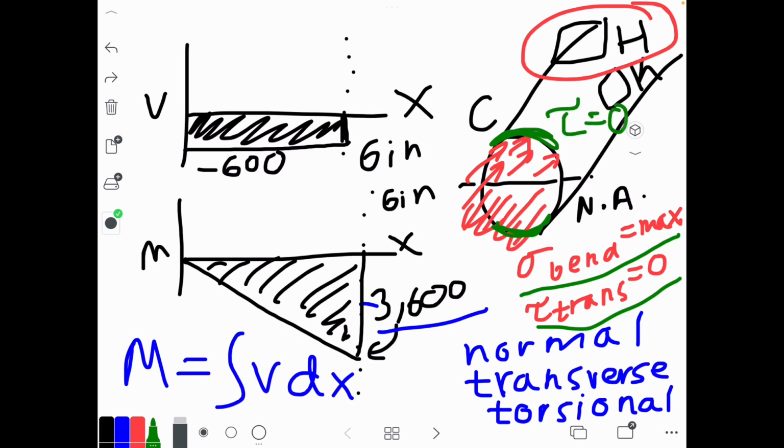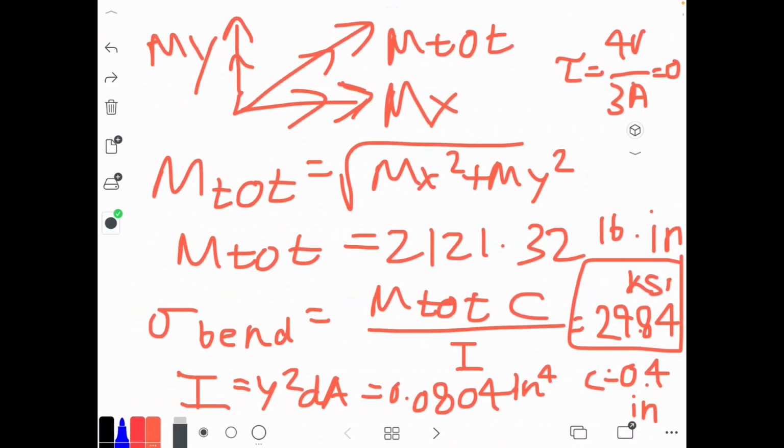If you are at part K, the situation will be different. Our bending stress will be 0, and our transverse shear will be the maximum. But we are only working on H, so our transverse is 0, and our bending stress is the maximum value. So we have normal, we have transverse. We all know that when we had our moments, they were both 1500.